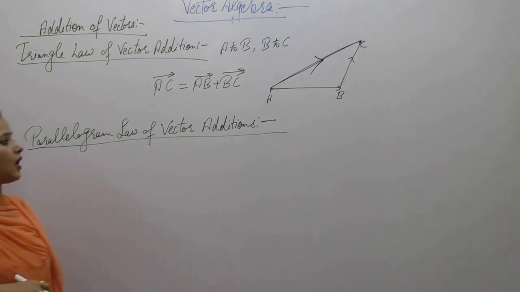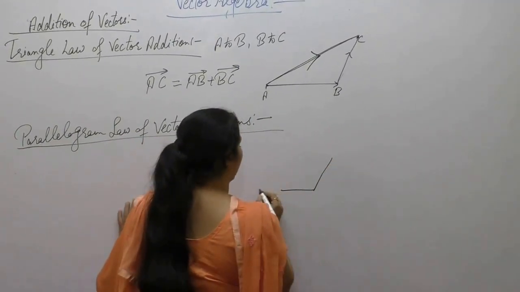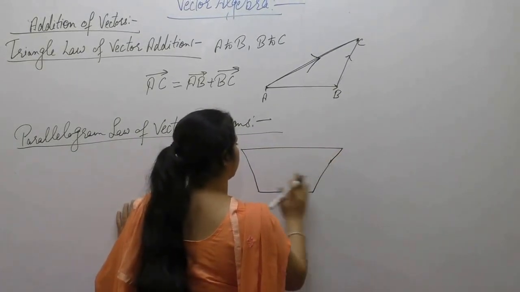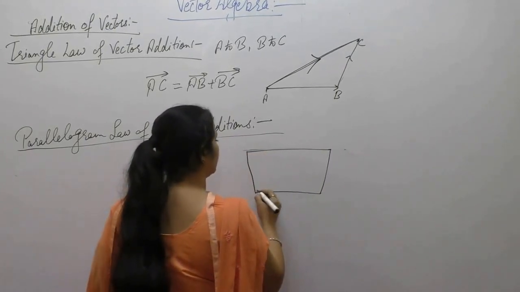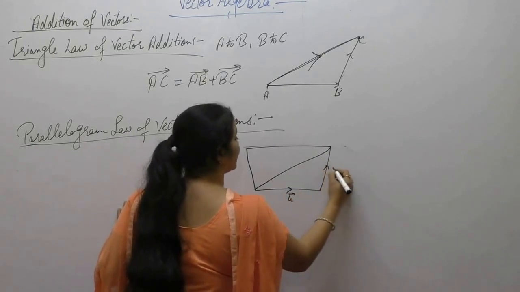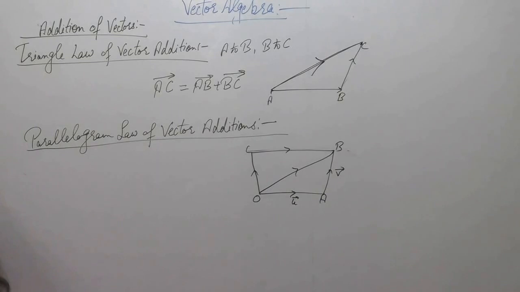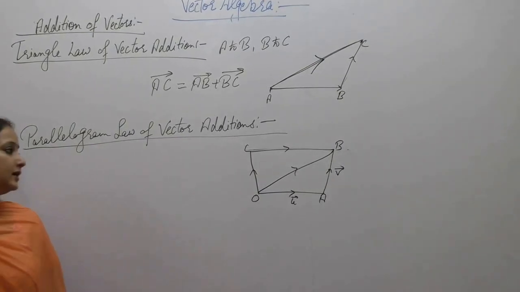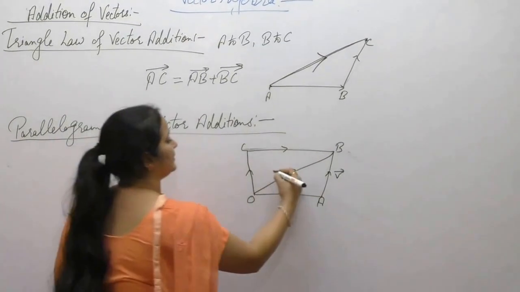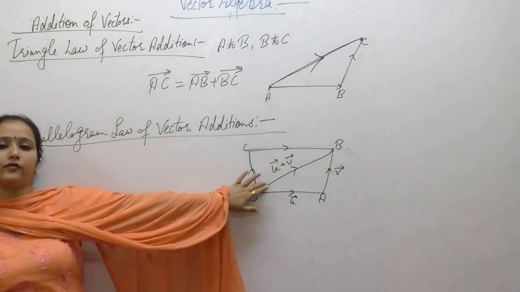Now next is parallelogram law of vector addition. It states that when two vectors are represented by two adjacent sides of a parallelogram by direction and magnitude, then resultant of these vectors is represented by diagonal of the parallelogram.